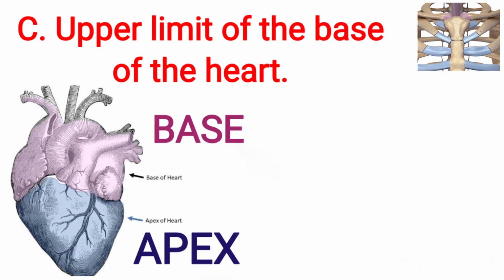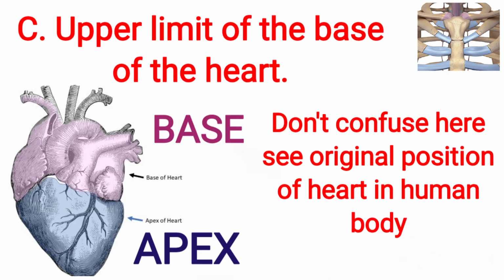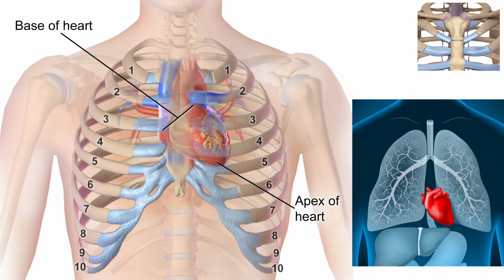Then upper limit of the base of heart. Okay, base of heart, you have already seen it. Where is it exactly? The broad upper back part of the heart is the base of heart. Okay, the top border of this area lies around the sternal angle.